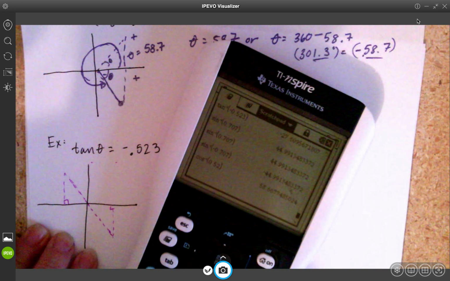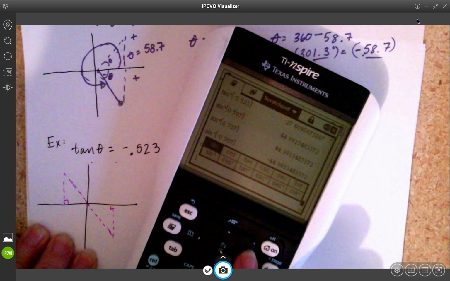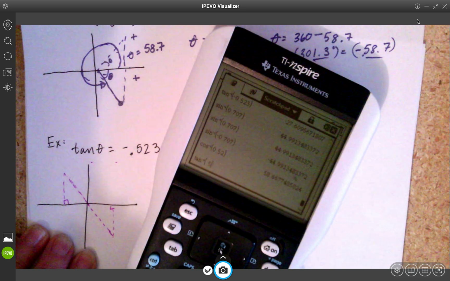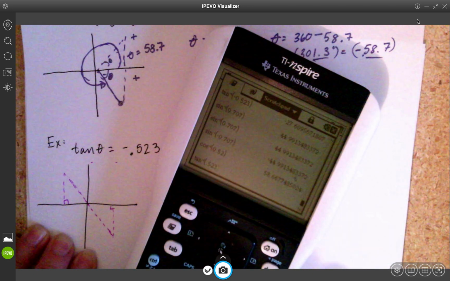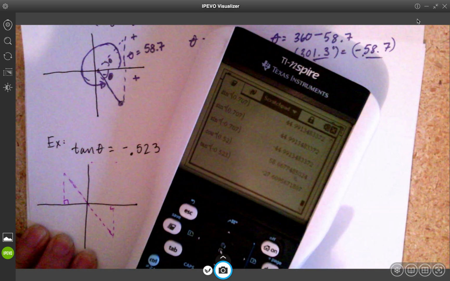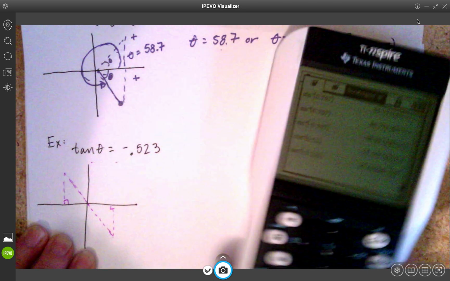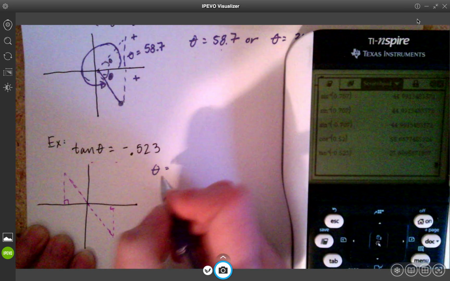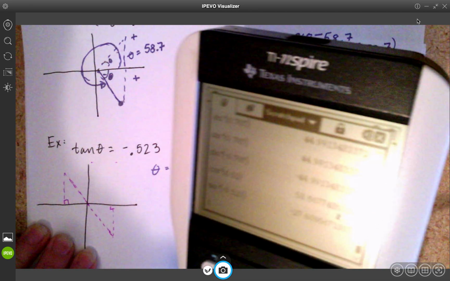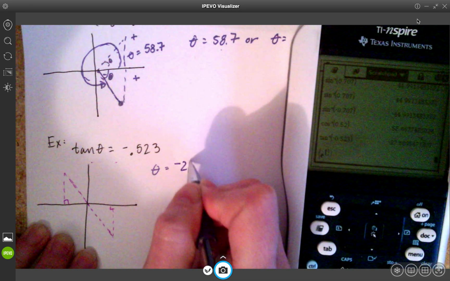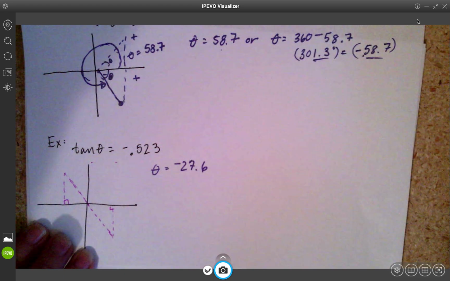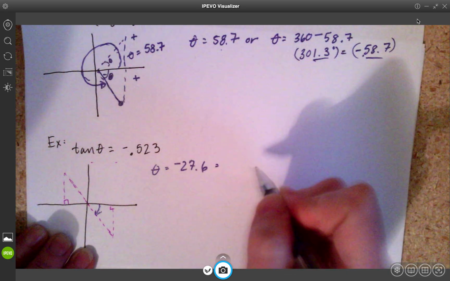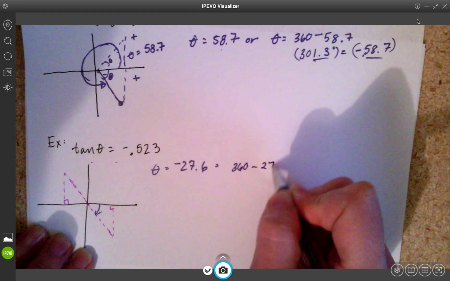Okay, so let's go trig tan inverse, because we want to know what the angle is. 0.523, oops, make it negative. And then click enter, and it tells me negative 27.6. Cool, thanks, guy. So it tells me theta is negative 27.6. All right, so how can I turn that into something that's actually understandable? Well, that guy is like a backwards turn, right? So that one's the same as the 360 minus 27.6.